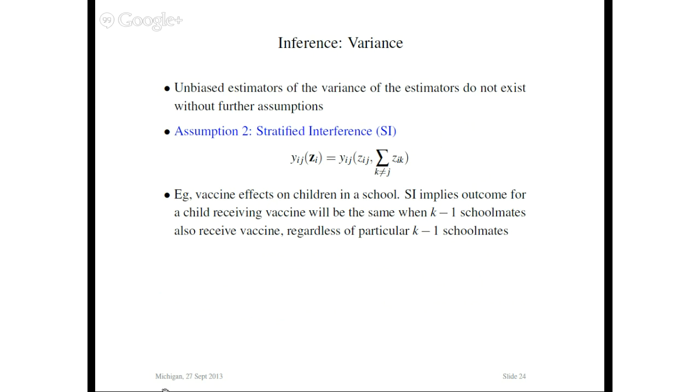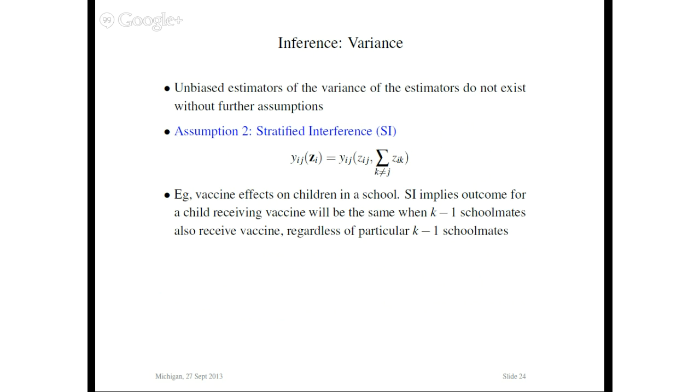Okay, so that sort of gives us the first extension of Neyman. Right, Neyman proposed ACE hat, this unbiased estimator of ACE, and now we've got something analogous to that in the setting where we have interference, where we have partial interference. So the next thing is about variance estimators, and you can show that you can't identify the variance of these estimators. Basically, in other words, you can show that an unbiased estimator of the variance of these estimators doesn't exist without making some further assumptions.